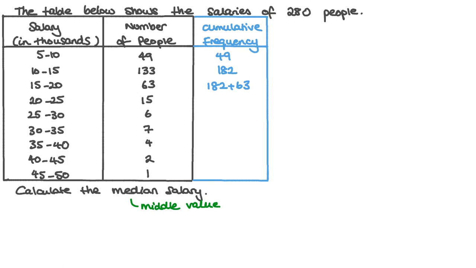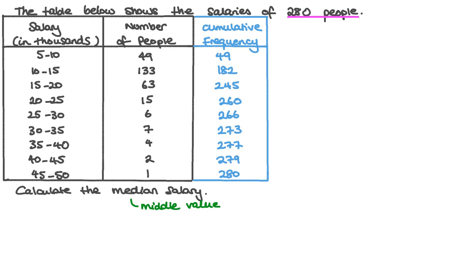The next value is found by adding 63 to the last total. It's 245. We then add 15 to 245 to get 260, and we can fill in the rest of these values by continuing this pattern. Notice how the final value for the cumulative frequency is 280.